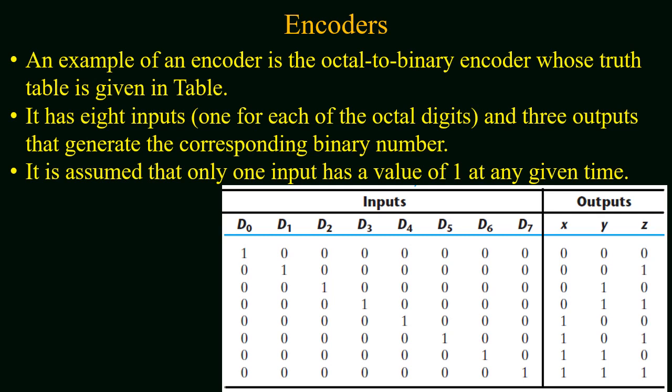In the case of decoders, we studied the example of a binary to octal converter, and now we will study the opposite circuit, which is the octal to binary encoder. For this circuit, we will have octal input, and corresponding to the octal number, we will have binary code in the output section. The input variables will be D0 to D7, and the output variables are X, Y, and Z. Here it is also assumed that only one input has a value of 1 at any given time, while all other inputs are 0, and corresponding to this single input, a single output code is generated.